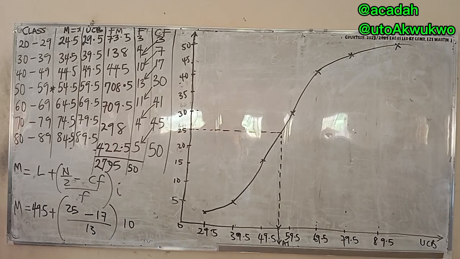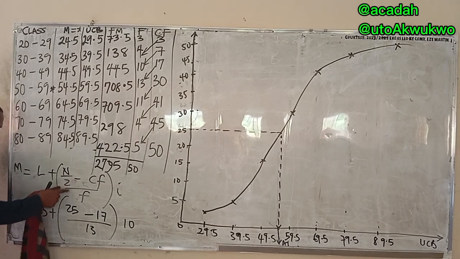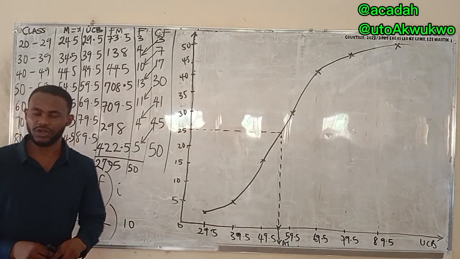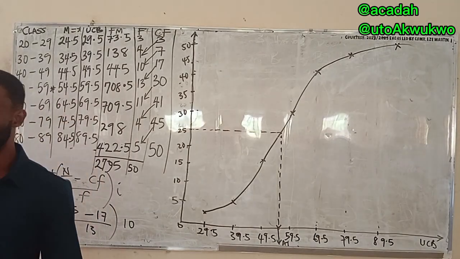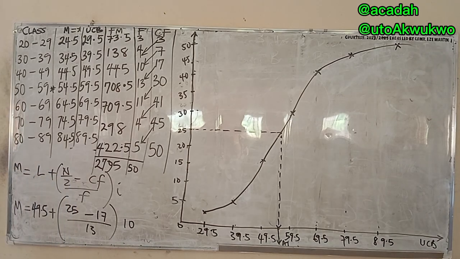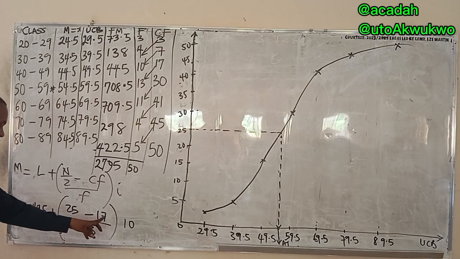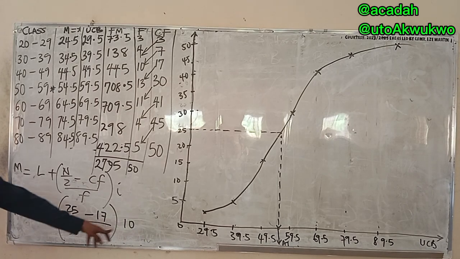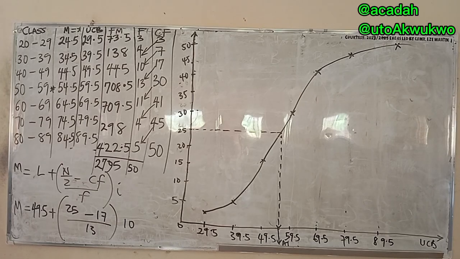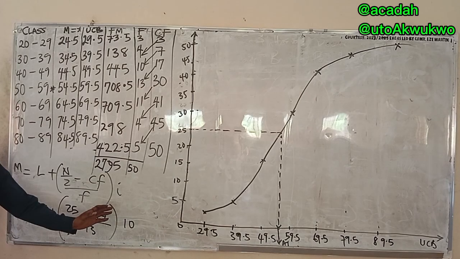I see why I'm taking my time to explain this to the student. I see some students just list over this 25. That is wrong. That 25 is simply saying, okay, you've got 25, go inside that class and point it out. It's like a position. So now solve for me: 25 minus 17 over 13 times 10. What do you have?